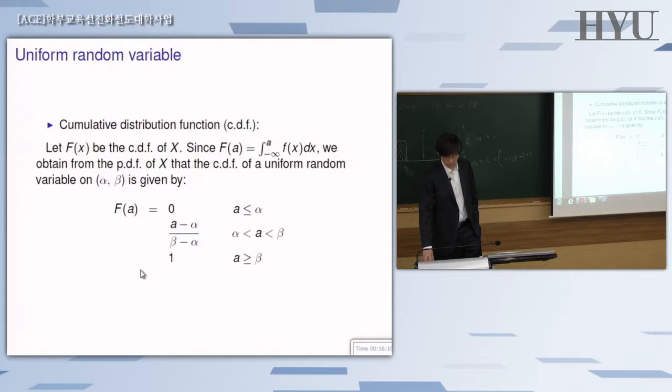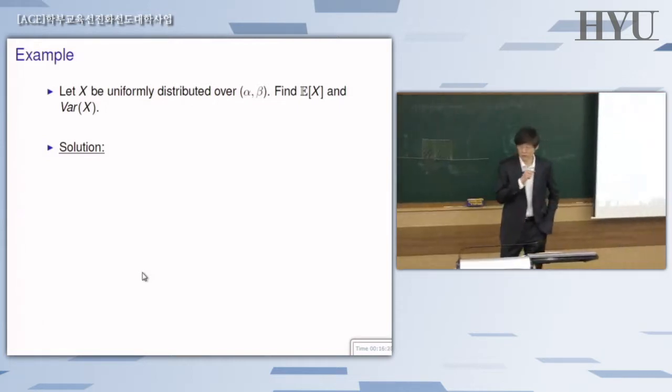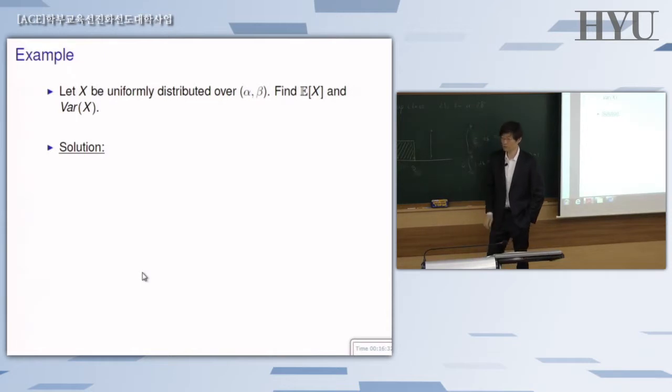Uniform distribution. First example. Given this general uniform distribution between alpha and beta, you are supposed to figure out the expected value of it and the variance of it. First, the expected value. What should be the expected value of x if x is uniform between alpha and beta? How do you compute the expected value for any continuous random variable?